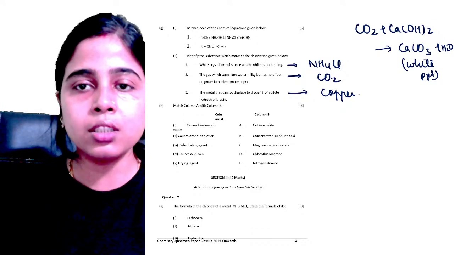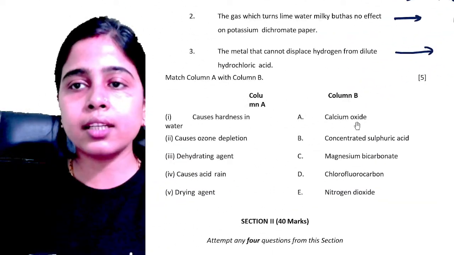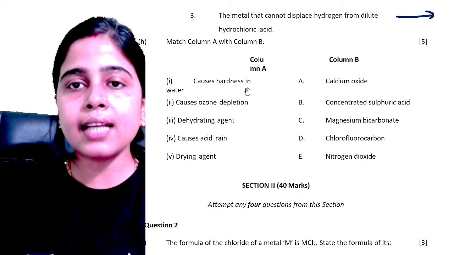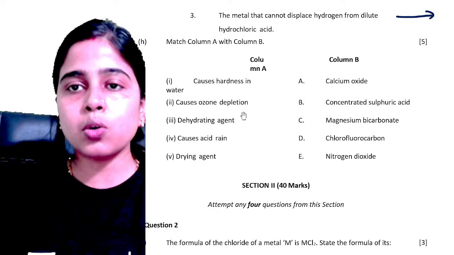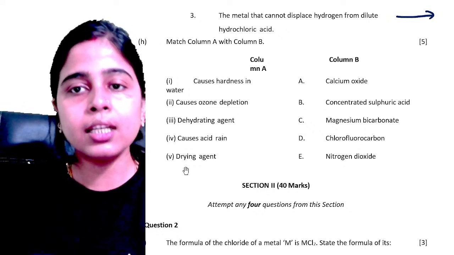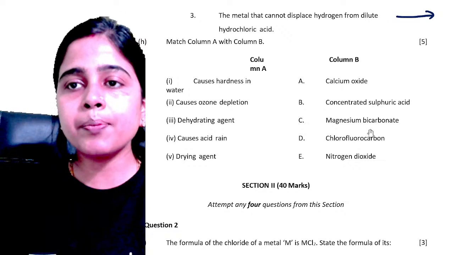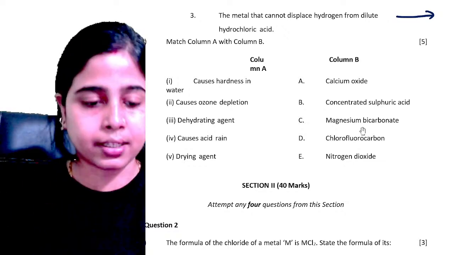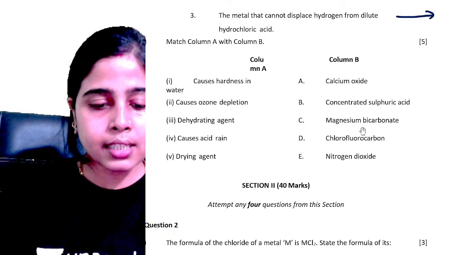Now we have matching. So let's try to match the things. In one column, you have: causes hardness in water, causes ozone depletion, dehydrating agent, causes acid rain, drying agent. And in column B, you have to match the things which are responsible for these effects. Okay, so try to answer, all of you.